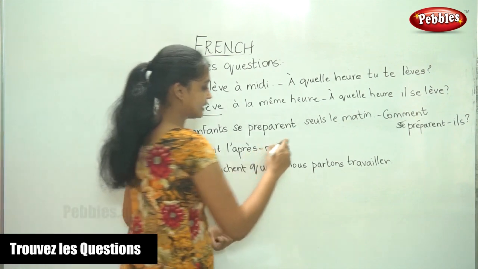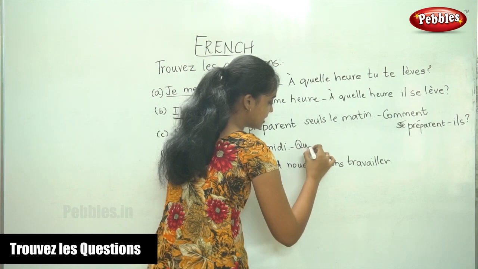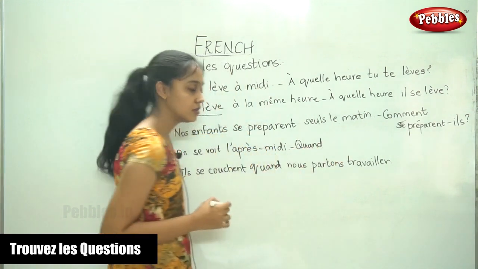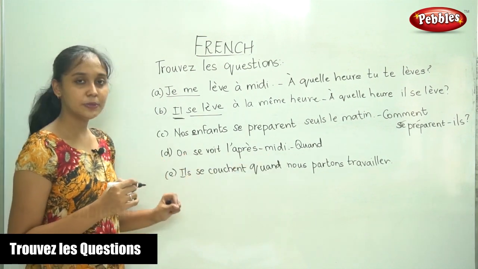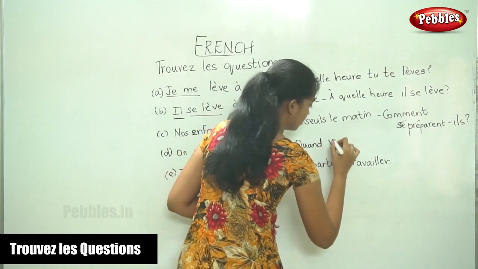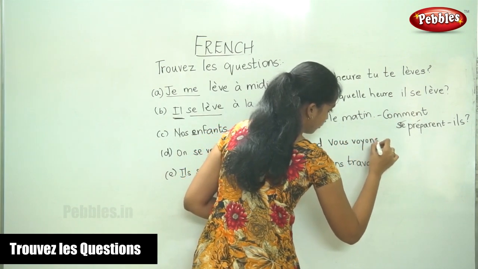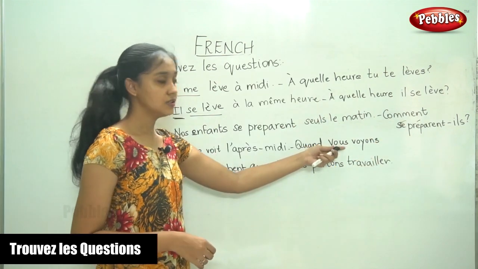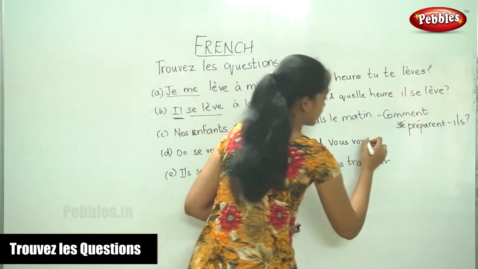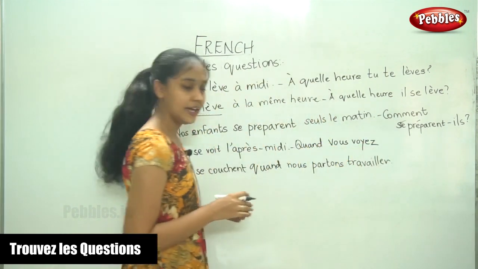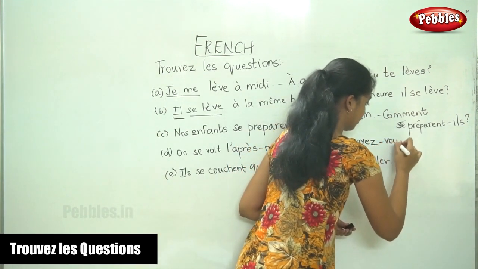So what would be the question? When. And do you remember the word for when? It is quand. On se voit l'après-midi. So your question will be quand. Since the subject is vous, the voir conjugation is voyez. Quand vous voyez, and the subject vous.